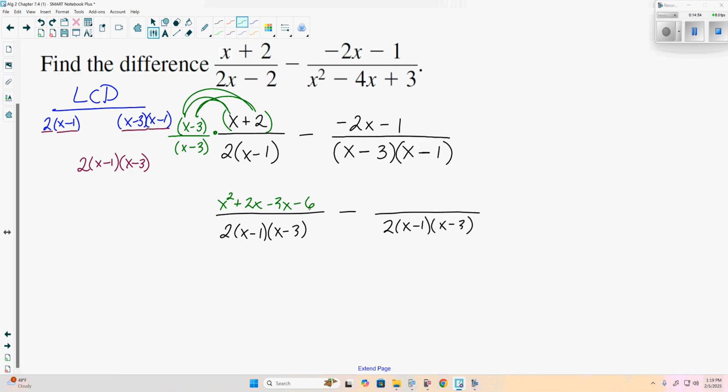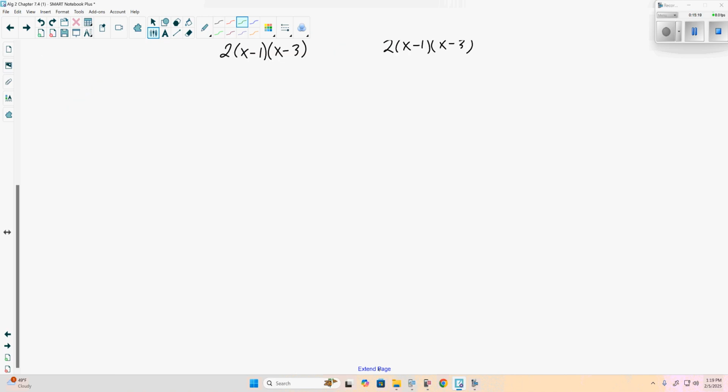Now let's look at the other side. Our other rational expression does have the x minus 3. It does have the x minus 1. The only thing it's missing is the 2. And we can distribute the 2 through this here. Our 2 times our negative 2x is going to be negative 4x. Our 2 times our negative 1 is going to be negative 2.